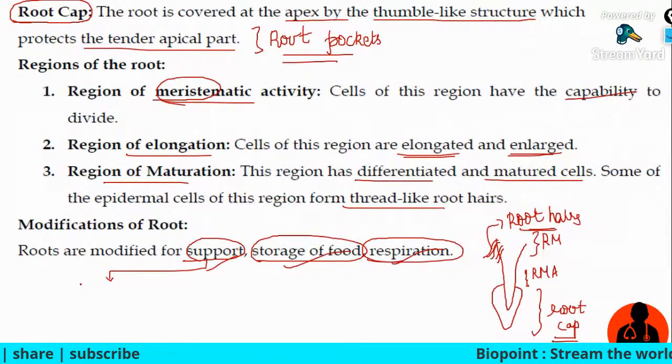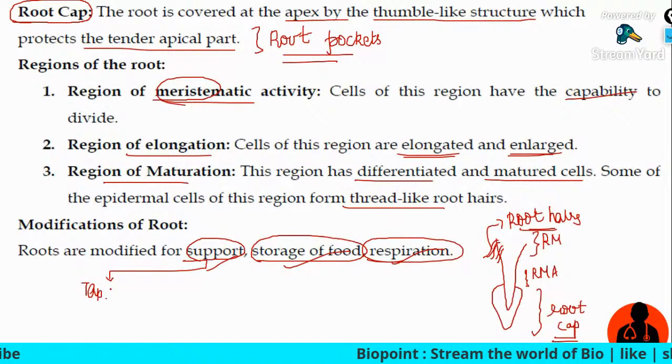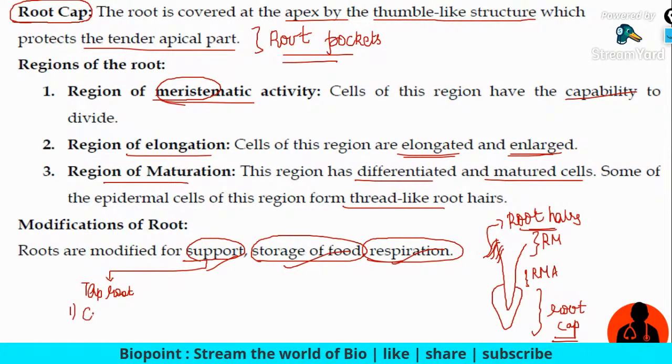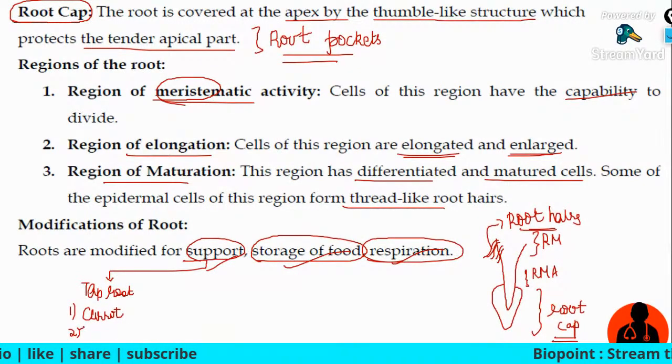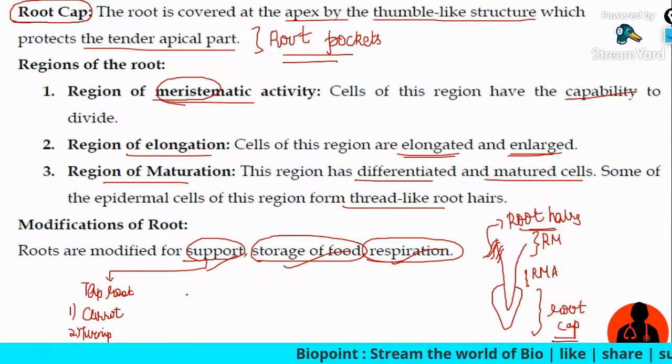Taproot can be modified for storage. For example, carrot is there, turnip is there. Carrot and turnip are actually taproots modified for storage. You have adventitious roots also modified.